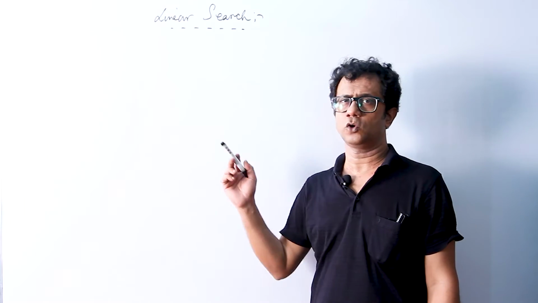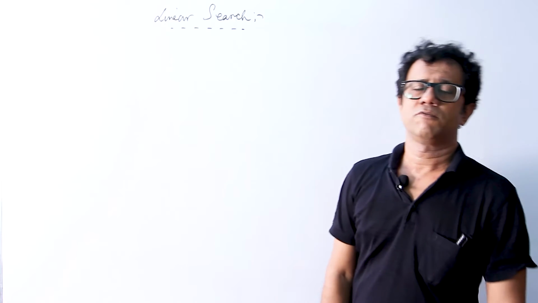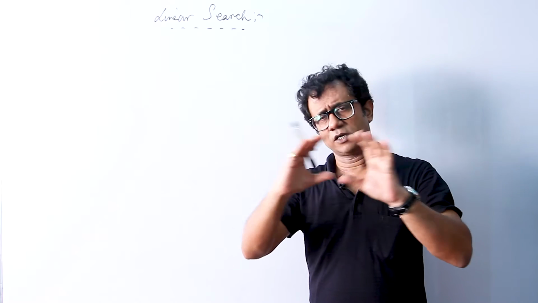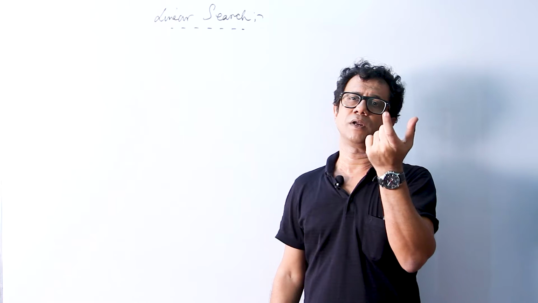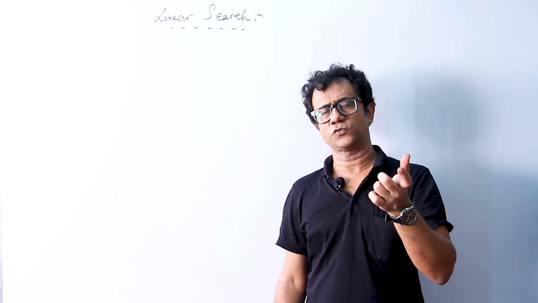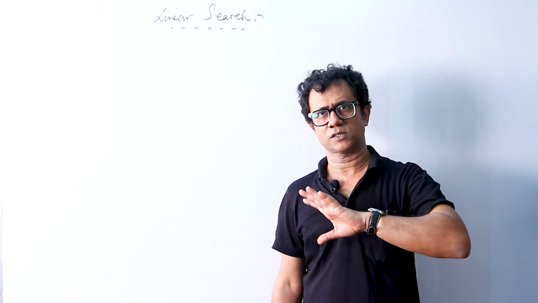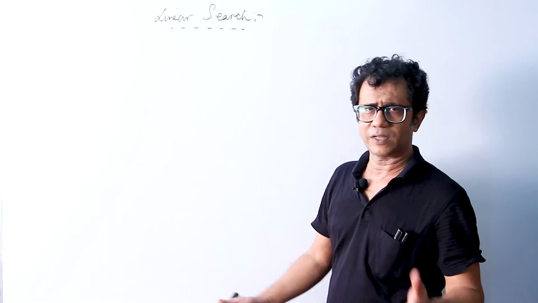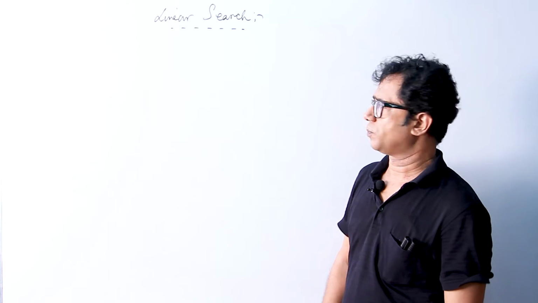Hello friends, in this video the topic of discussion is linear search, and linear search is nothing but finding a particular element in an array consisting of a finite number of elements. We are going to find some definite element in that array, and if we manage to find that element, that is a successful operation, and if we don't manage to find that element, the search operation is a failure operation.